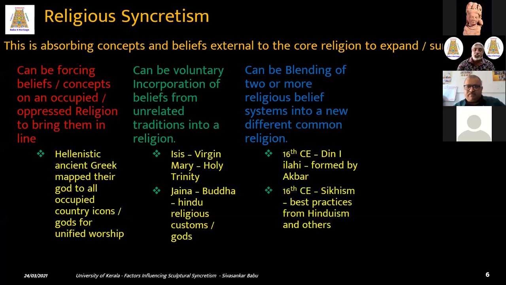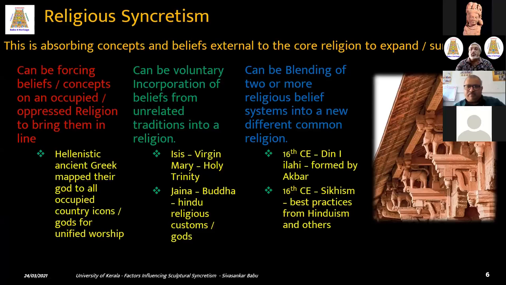The other major one is Sikhism, taking the best of the practices from Hinduism, Zoroastrianism, and other traditions, and then coming up with a religion which is now the fifth or sixth largest religion in the world, and has grown in a fairly big way. So these are the three combinations that are possible, where you blend concepts from one religion and then another.